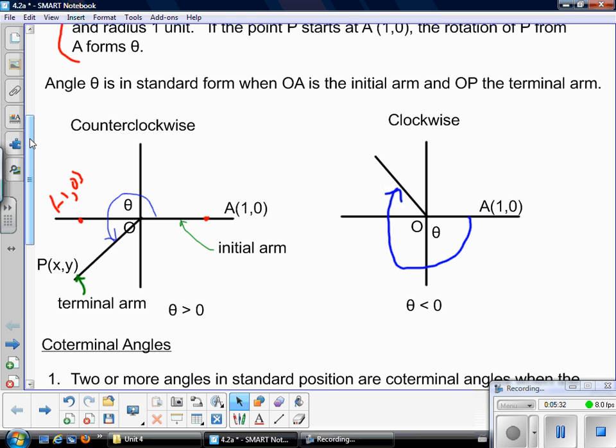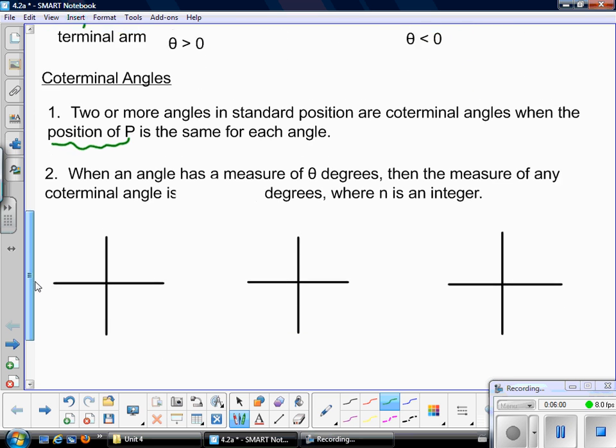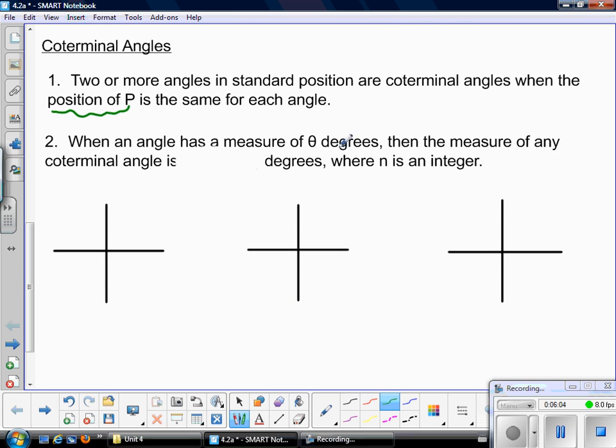All right, so when we're talking about coterminal angles, two or more angles in standard position are coterminal when the position of that P, this P, is the same for each angle. Okay, so the position of P is the same. Okay, so if they're in standard position and we stop, that is where those are called coterminal angles. So what we have here, when an angle has a measure of theta degrees, then the measure of any coterminal angle, you can actually come up with a little formula.